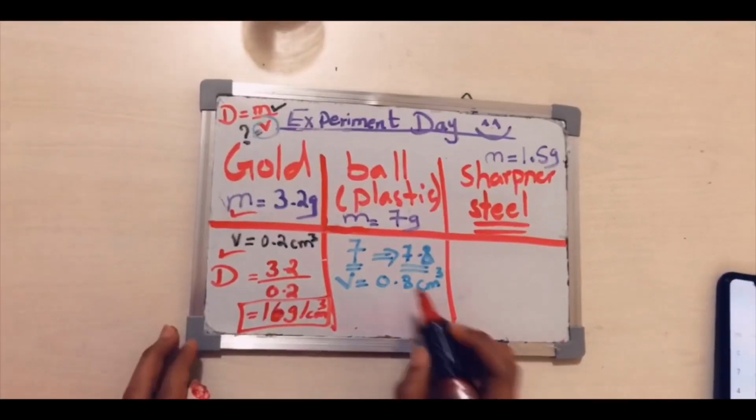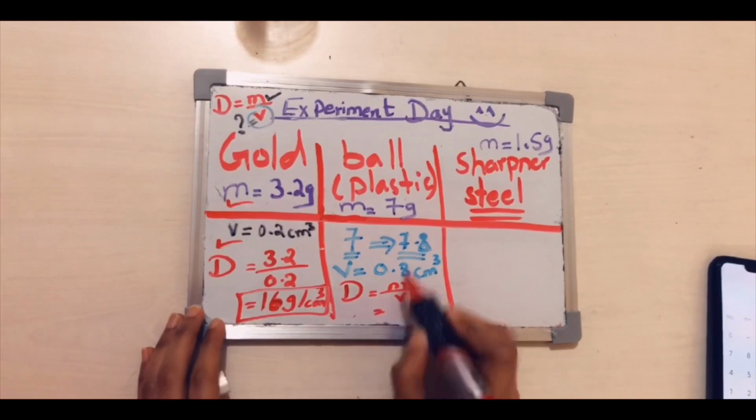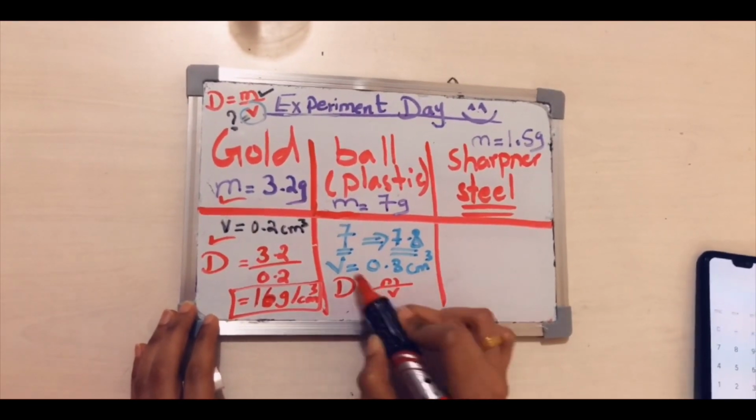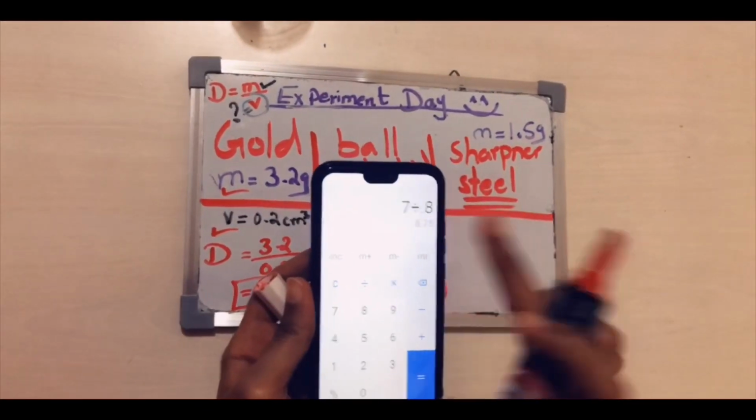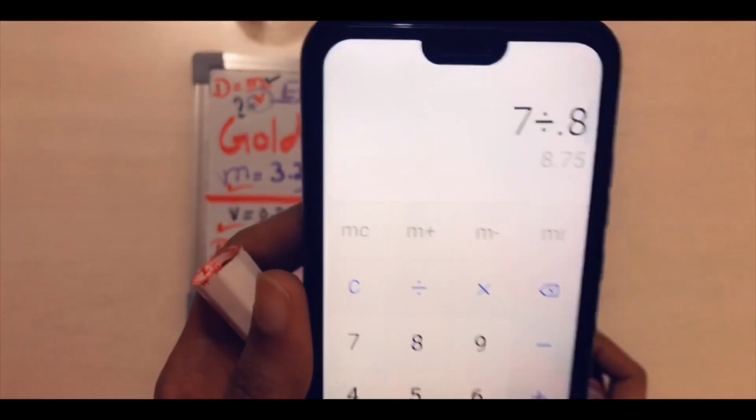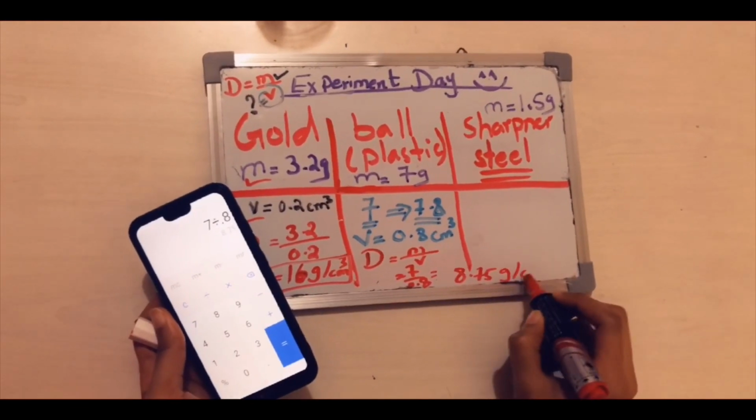So you just do the simple math. D, which is the density, is going to be mass over volume. So the mass is 7 divided by the volume, 0.8. The answer will be 7 divided by 0.8, which is 8.75. Please don't forget the unit, gram per centimeter cube.